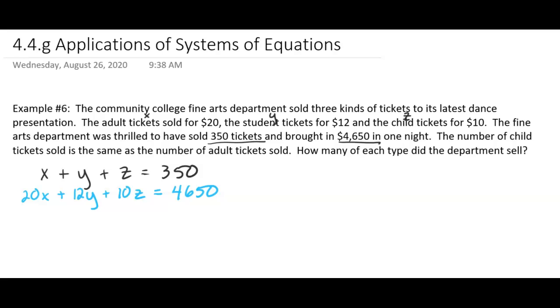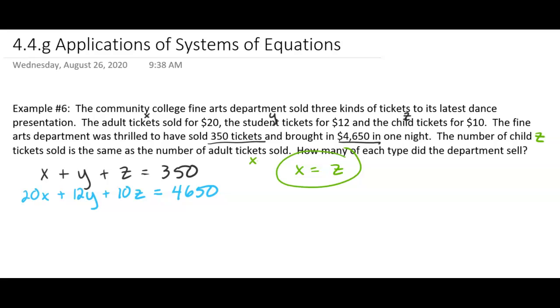Okay, so the child tickets, that was Z, right? Z was for child. And the adult tickets was X. So what does this tell us? It says X equals Z, right? So it's telling you the number of child tickets sold is the same as the number of adult tickets sold. Now we've used this before, but haven't really talked about it. You can use that as a substitution then. For every X, you could put in a Z. So I'm going to go ahead and do that.